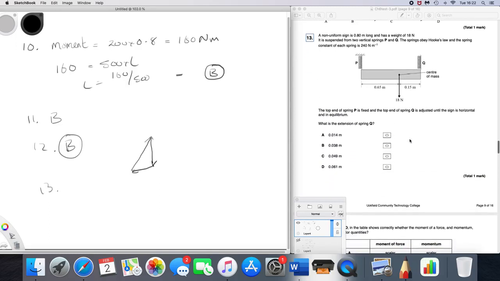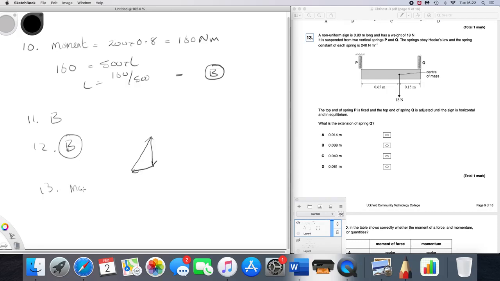Question 13. A non-uniform sign, 0.8 meters long, has a weight of 18 newtons. It is suspended from two vertical springs P and Q. The springs obey Hooke's law and the spring constant of each spring is 240 newton meters. Now, I'm relying on your recall of Hooke's law from GCSE here, but it's possibly the simplest law you ever came across. So, question 13.